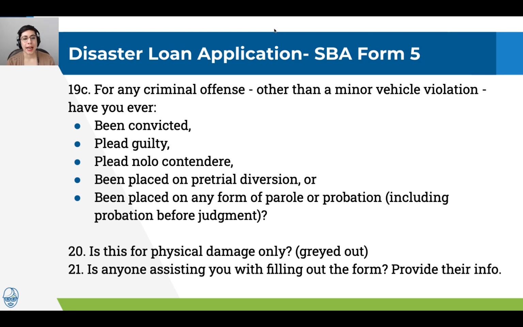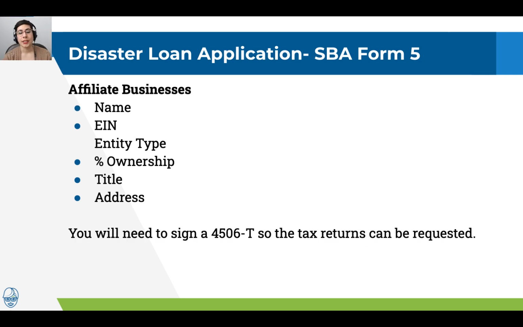20 is going to be grayed out, so it's going to ask whether or not you have physical damage, so don't worry about that. And finally, if anybody is assisting you with filling this form out, you'll need to provide their information. In the application, the SBA is going to ask about what other businesses you might have some ownership interest in.